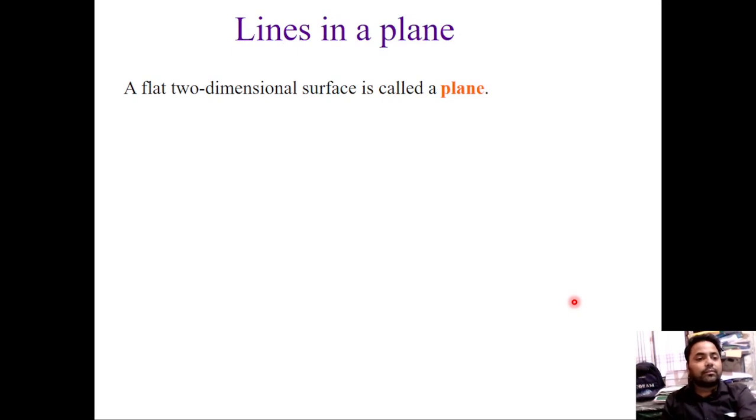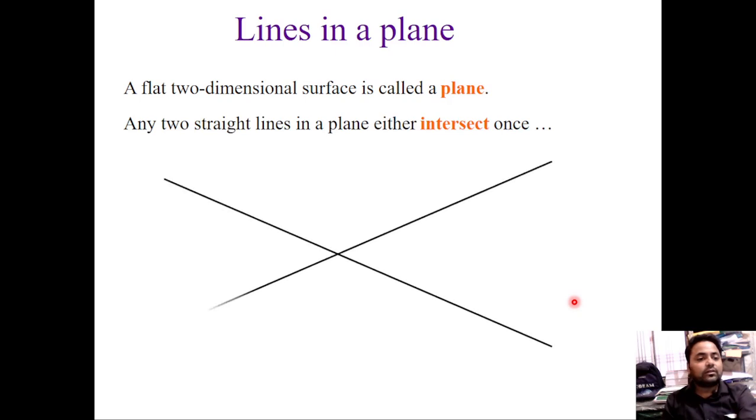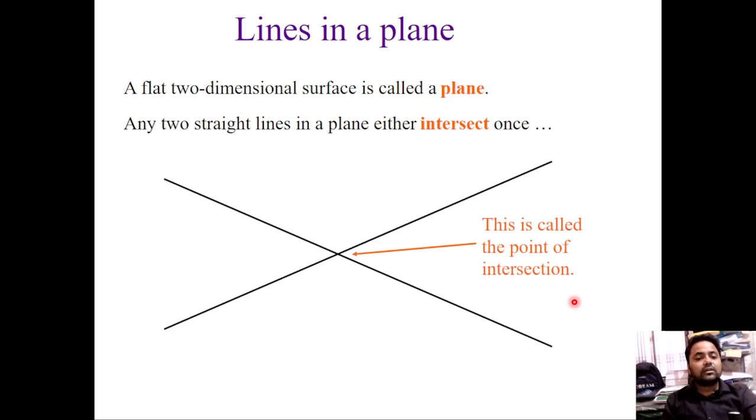Lines in a plane. A flat two-dimensional surface is called a plane. Two straight lines in a plane either intersect once like this. This is called the point of intersection.